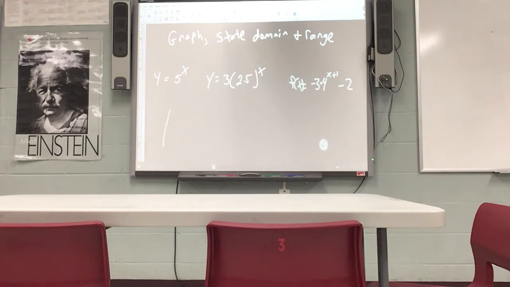So here on y equals 5 to the x, you should get something similar to that, right? Just similar to that. So domain's all real numbers. The range, it's above the x-axis, so you would say y is greater than 0. Remember when we did that?